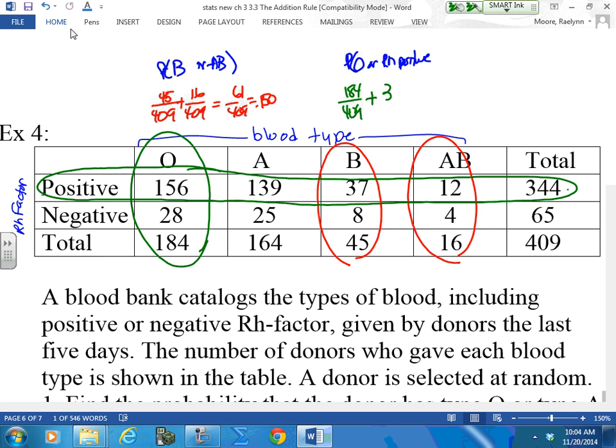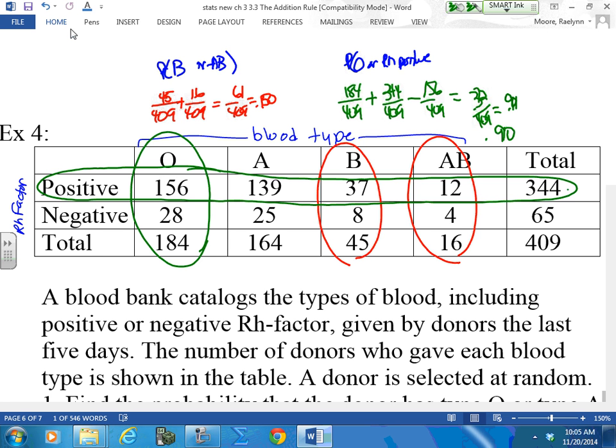So 344 over 409. What did we forget to subtract? 156 over 409. And in the last decimal, what does it come out to be? 372 over 409. And what decimal? 0.910. Yes.